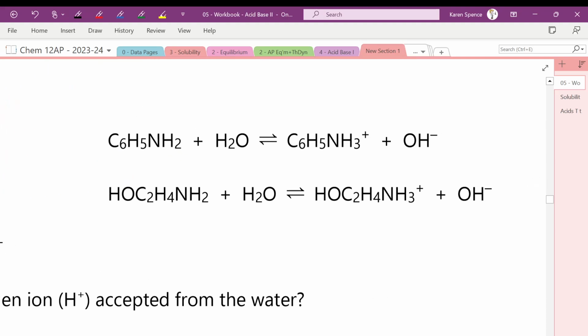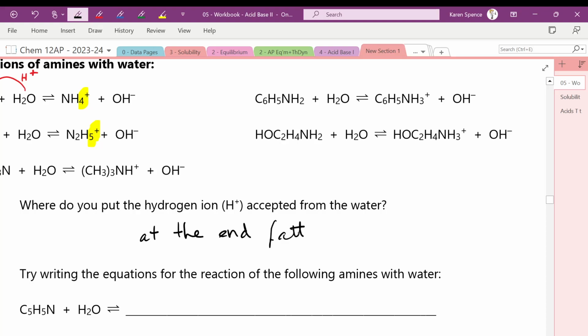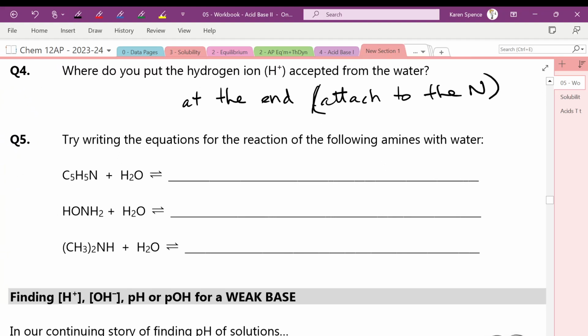Everybody just gains a proton, an H. Where do you put the hydrogen accepted from water in the formula? At the end. Could you write the equations for the following amines with water?